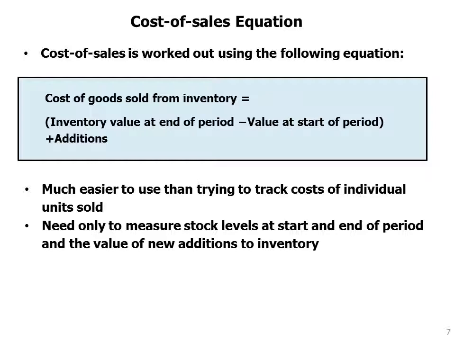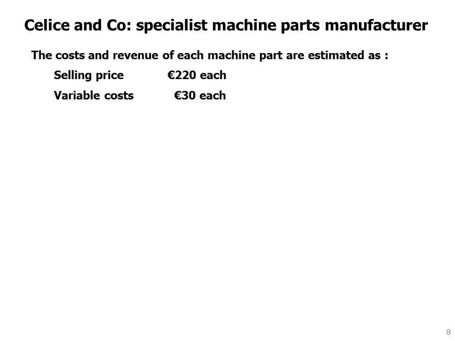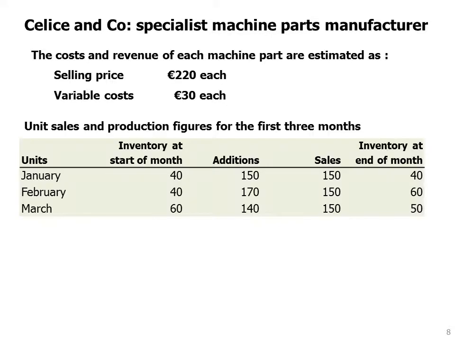And this is known as the cost of goods sold, or cost of sales, equation. So let's look at an example to illustrate this application. So Solis & Co, a specialist machine parts manufacturer. Each machine part has a selling price of 220 euros and a variable cost of 30 euros each. And we are given the following unit sales and production figures for the first 3 months of a year.